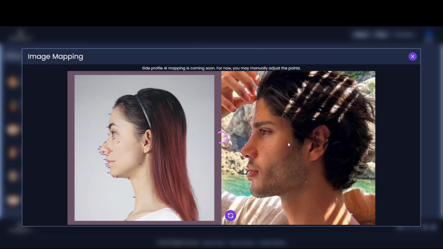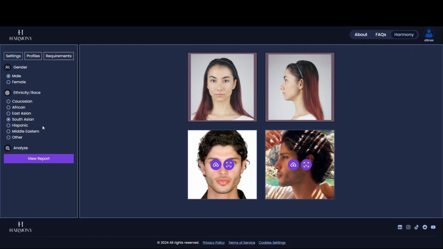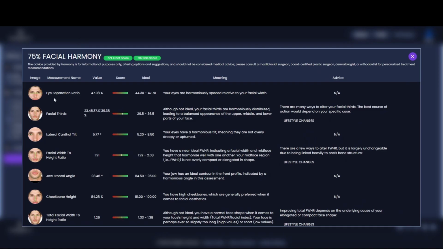So then I also mapped his side profile, which actually has a very good side profile. It's maybe not orthodox in terms of its appearance, but nonetheless it is a pretty good side profile. So after mapping the points, you can select your presets. I assume that he's South Asian, but we can also test Caucasian, although there aren't too many differences between the two. There's usually more differences between the other ethnicities. So anyway, we can view the report after doing so, and you can see that he scores 75%, which is a very good Harmony score, although it's not the highest that we've seen.